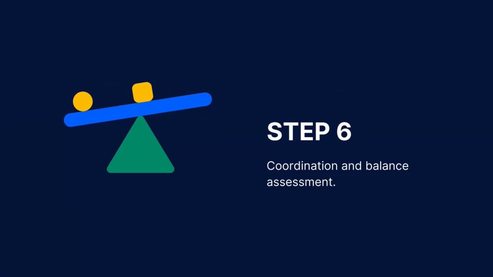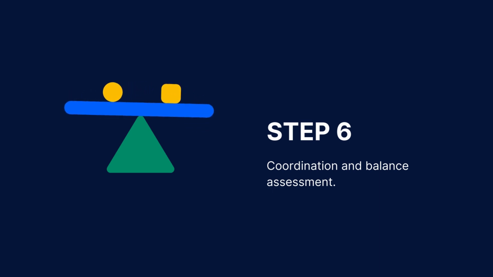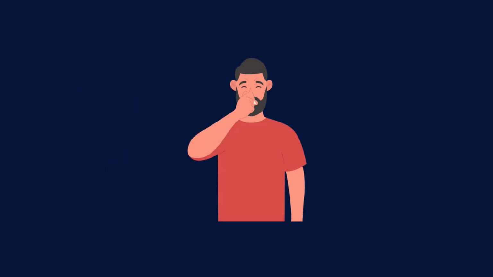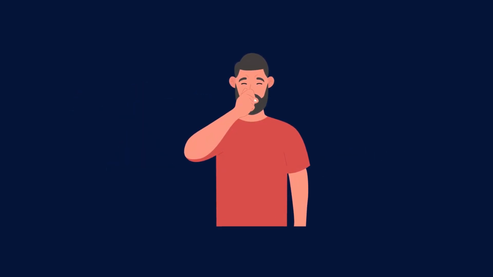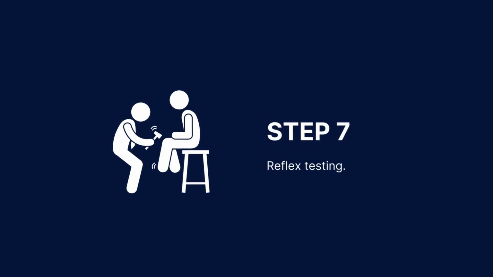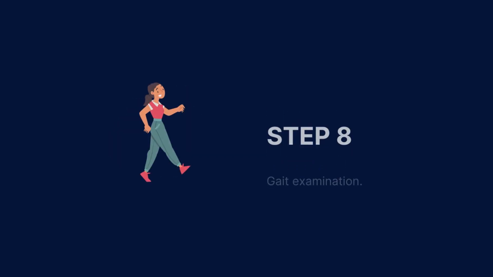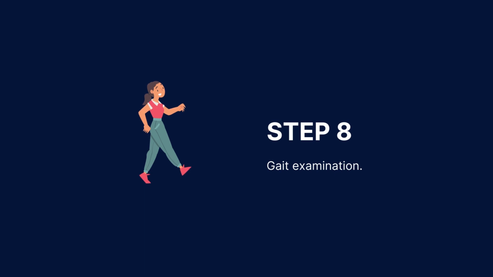Coordination and balance assessment. The provider evaluates the patient's coordination and balance by conducting tests like finger to nose, heel to shin, and rapidly alternating movements. Reflex testing. The integrity of the reflex arcs is checked by eliciting responses such as knee jerk, ankle jerk, and biceps reflex. Gait examination. The patient's walking pattern and coordination are assessed by observing their gait.